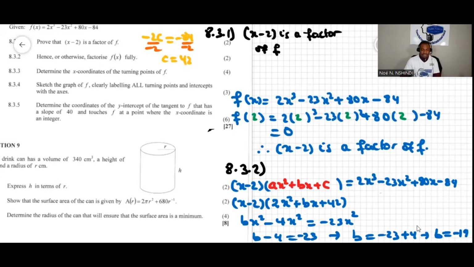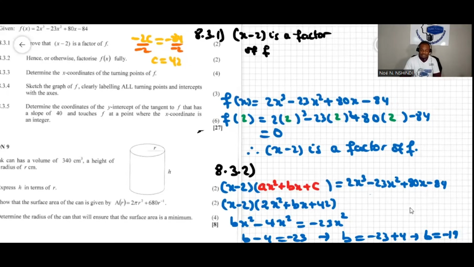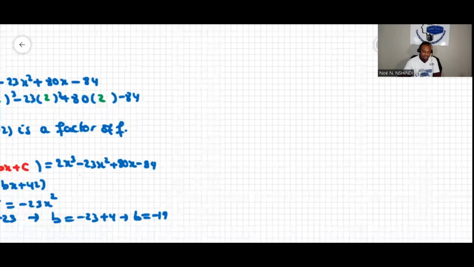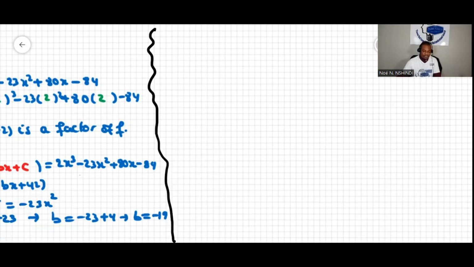Now that we have the values of A, B, C, I can write the same equation by substituting the values of A, B, and C. So this will be equal to x minus 2, open bracket, then 2x squared, B is -19x, and then C is equal to 42.